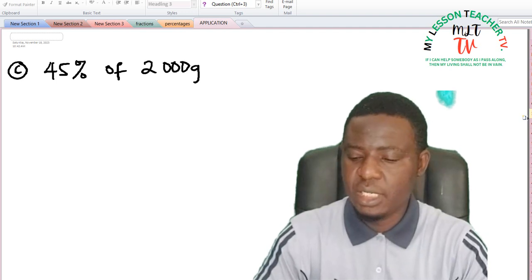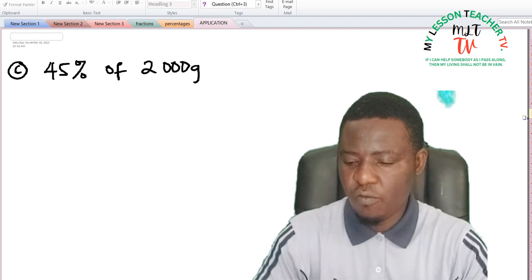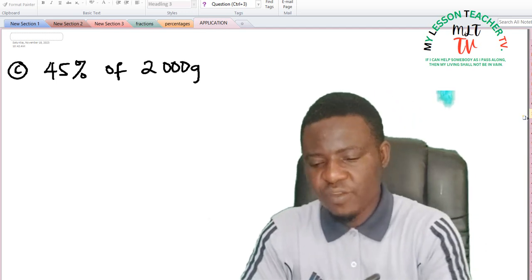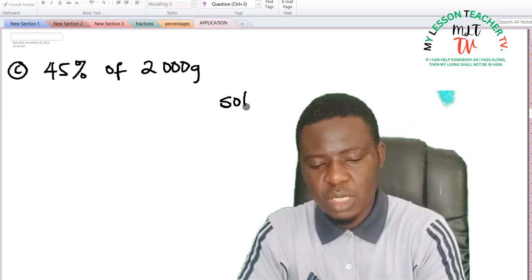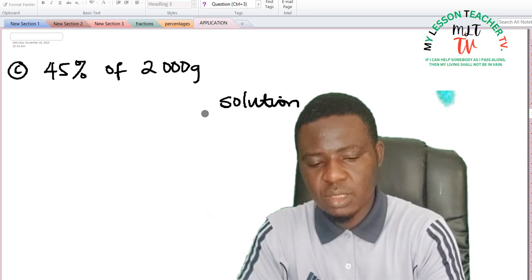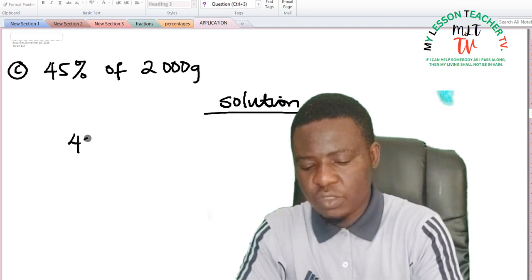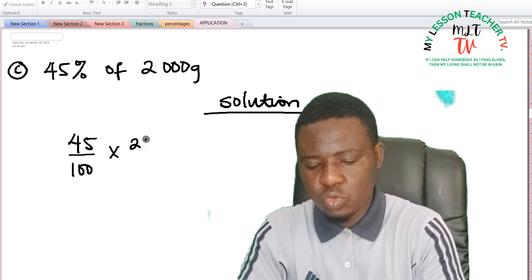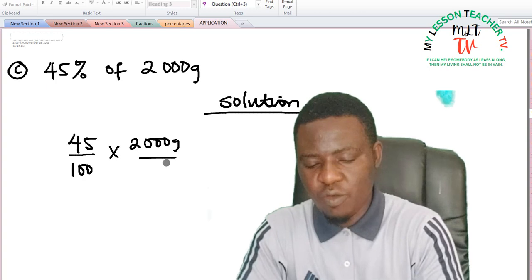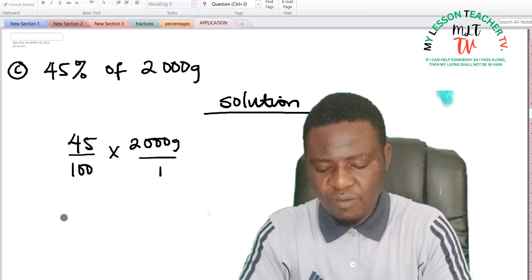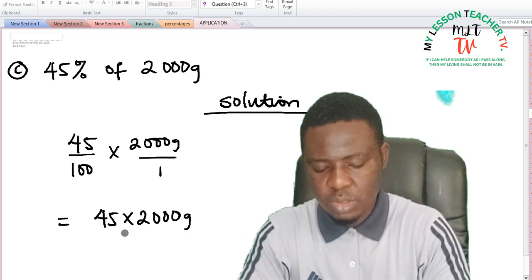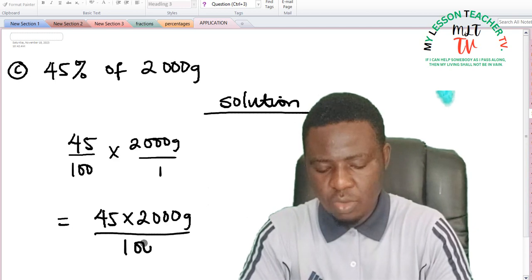Question C says we should look for 45% of 2,000 grams. So 45% of 2,000 grams can be written as 45 divided by 100 times 2,000 grams over 1. So when you simplify this, it's said to be 45 times 2,000 grams divided by 100.